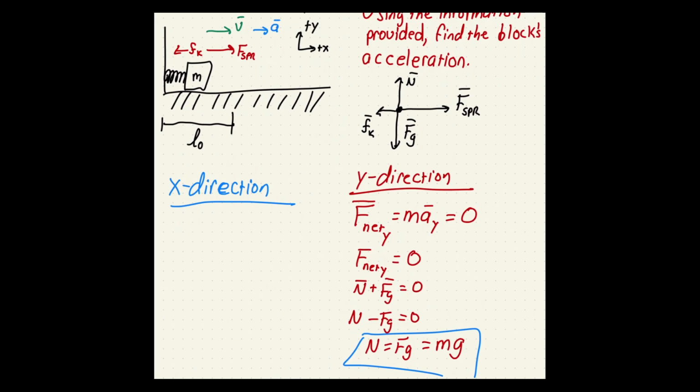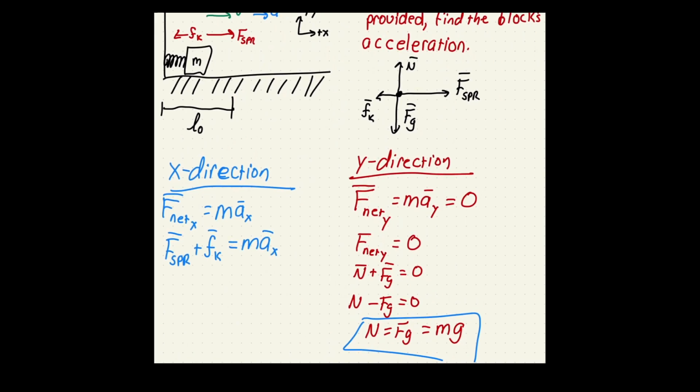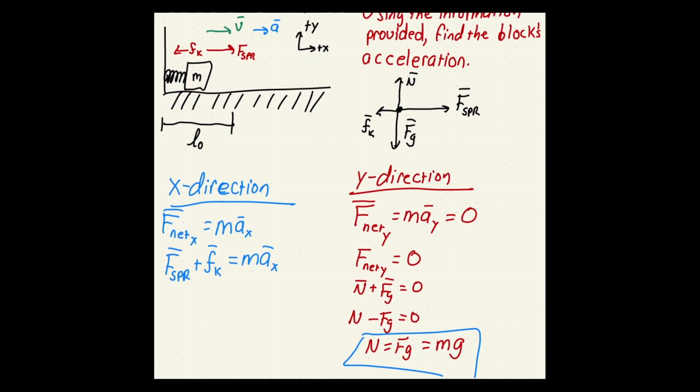In the x direction, we can do something similar. We'll say our F net sub x is equal to mass times acceleration in the x direction, and those are vectors. So our F net is the vector sum of our spring force vector, F spring, plus our kinetic friction vector, and that's still equal to m times a sub x vector. We have an equation for the spring and the friction force, both of them. But first, let's go from the vector notation world into our scalar notation world.